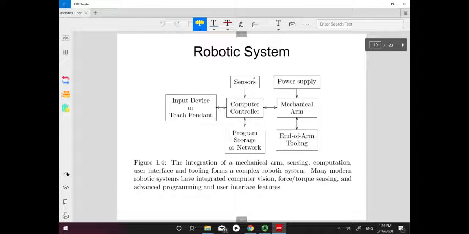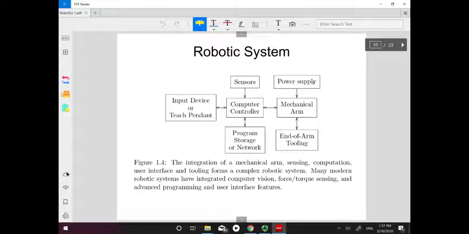Then we have sensors. The robots need to talk to the surroundings or to the human, so we need the sensors. When we do the programming, we need the program storage, and we also need the network, sometimes like cloud control. Here the controller is controlling the plant. In control systems we call it a plant, but in robots it is actually a robotic arm or a mechanical arm. This is the manipulator, the mechanical structure.